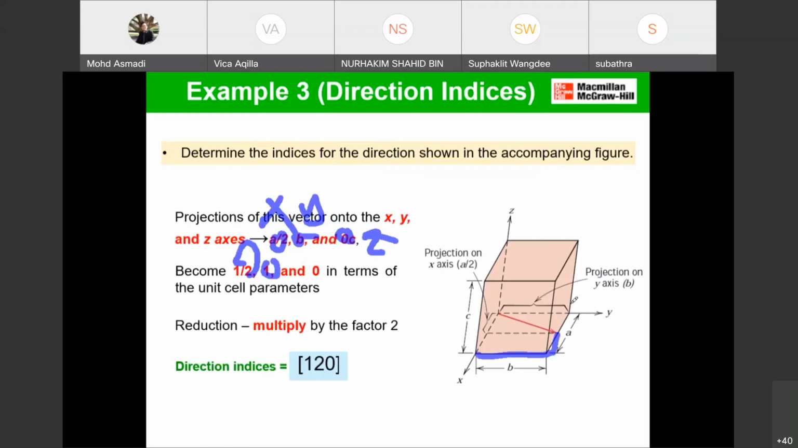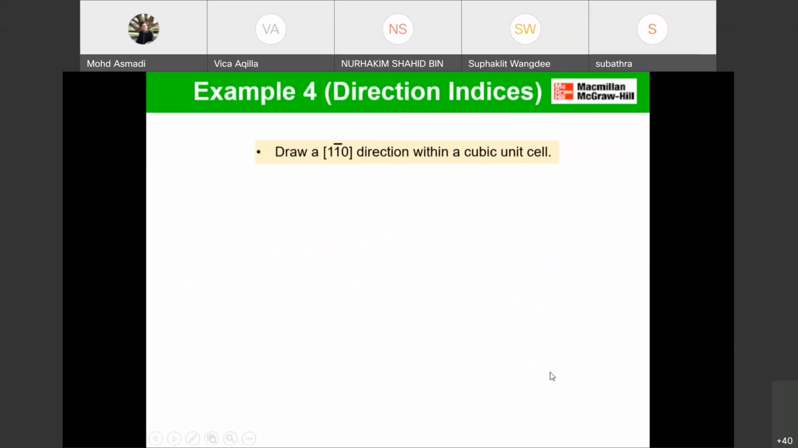So generally the value is going to be 1, the maximum, 100 percent, or we consider it as a 1. Okay, half, 1, 0. So when multiplied by 2, it is going to be 1, 2, 0. Okay, this is another example.